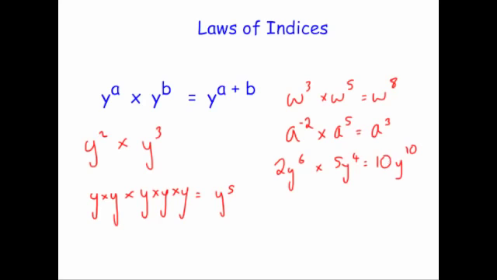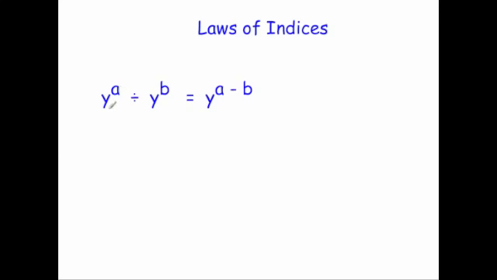Okay, let's have a look at the next law of indices. So the next law is, if we're dividing, so if we had y to the power of a, and we divided by y to the power of b, you take away the powers, so it would be y to the power of a minus b. Again, let's have a look and see why that works.